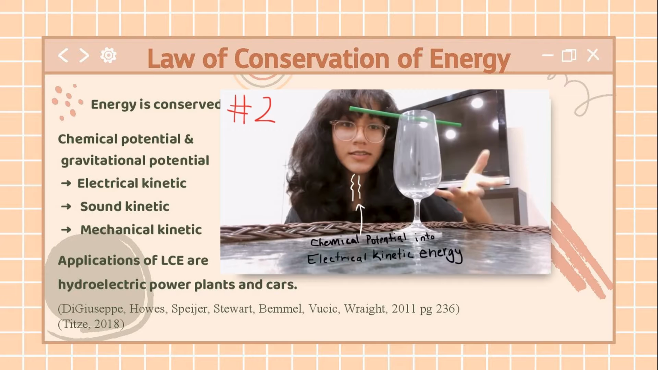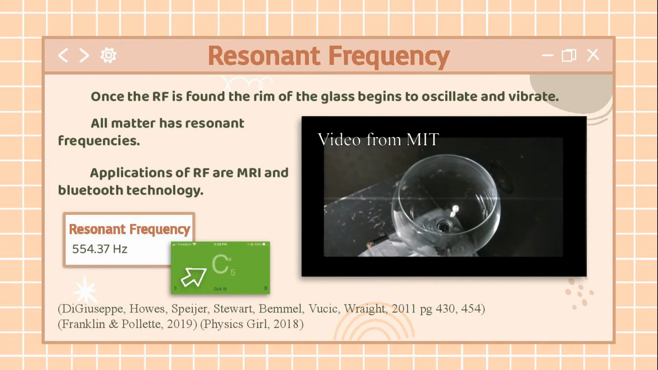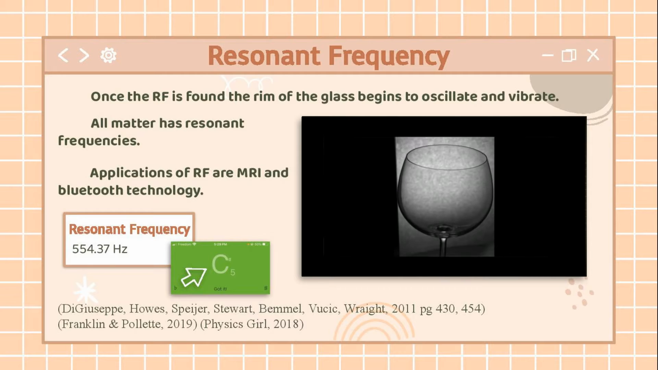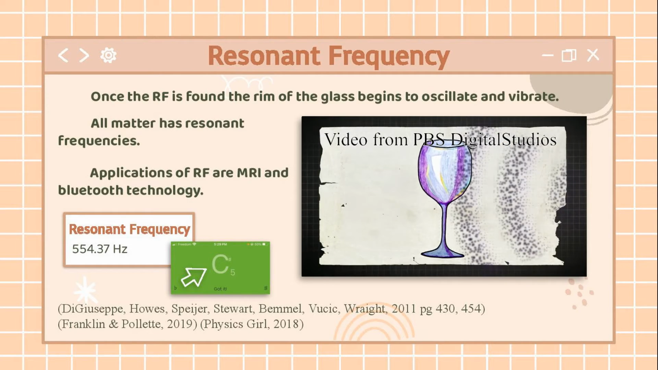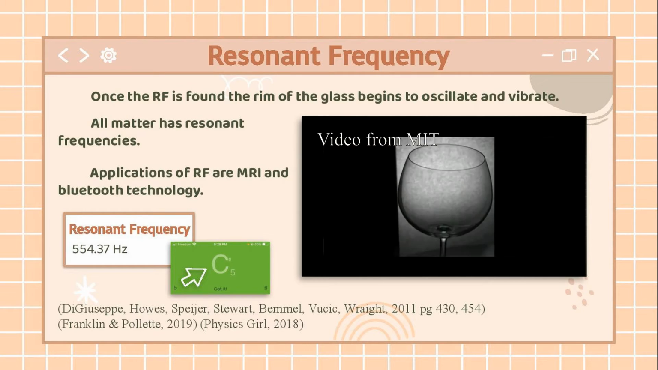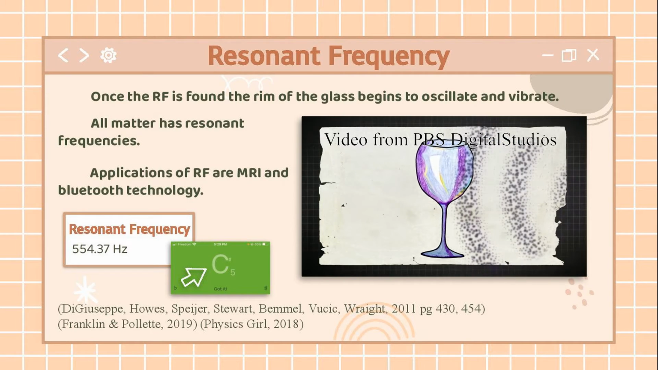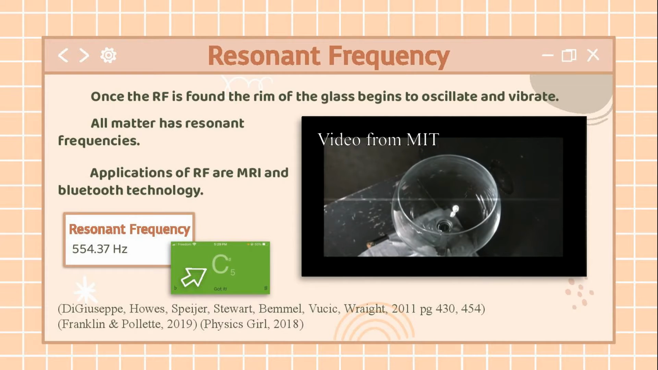Now let's elaborate on the resonant frequency. The specific resonant note of this wine glass was C5 sharp. Its frequency in hertz is 554.37 hertz. All matter has a resonant frequency, or multiple resonant frequencies, because all atoms have their own resonant frequency. When I sang the resonant frequency of the glass, the standing waves produced a constructive interference, which increased the amplitude to the point where the glass began vibrating.